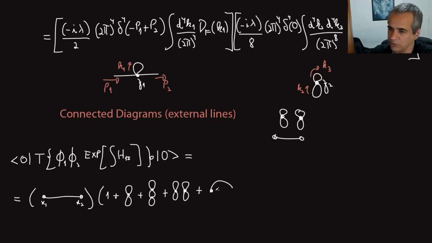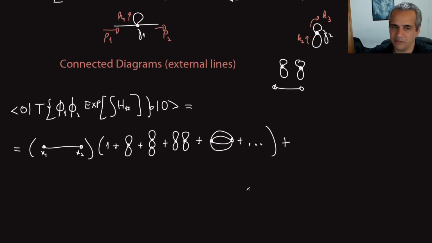And so on, right? There's also this one, that's really popular. The watermelon diagram, right? And so it goes. You have a whole family of bubble diagrams. But I also have, in the perturbative expansion, objects that are not bubble diagrams, right? For instance, this one.